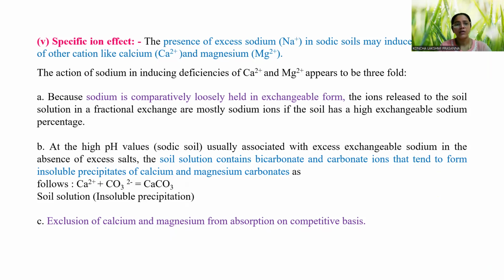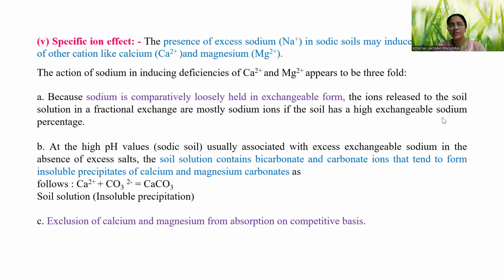This is because the sodium is comparatively loosely held on the exchange complex of clay. When these loosely held ions are released into the soil solution, the pH of that soil solution is increased. At higher pH values, or in the sodic soils, it helps in the formation of carbonates and bicarbonates and forms insoluble precipitates of calcium and magnesium as calcium carbonate and calcium bicarbonate. This causes exclusion of calcium and magnesium from absorption. Exclusion of calcium and magnesium occurs on a cumulative basis. This is the specific ion effect.